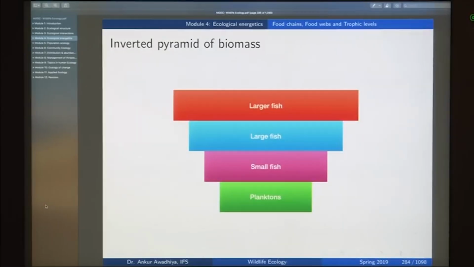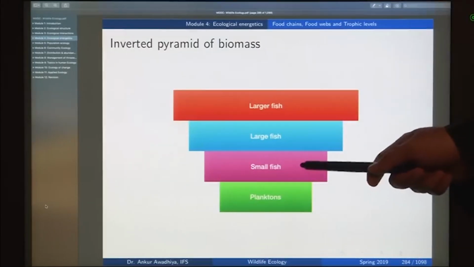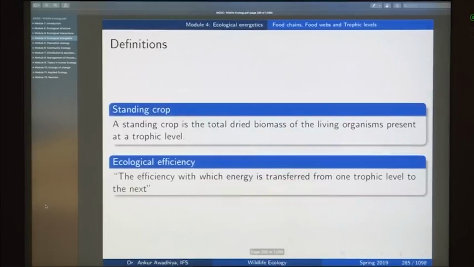pyramid, in which case you have plankton which have a smaller biomass as compared to the small fishes, then large fishes and then even larger fishes, or maybe some larger mammals, such as a blue whale, so the biomass will be very high.